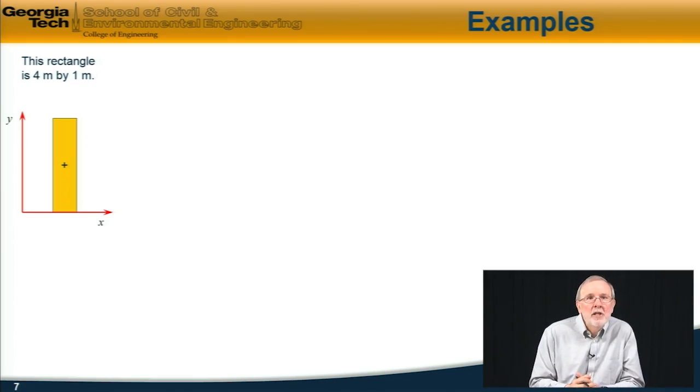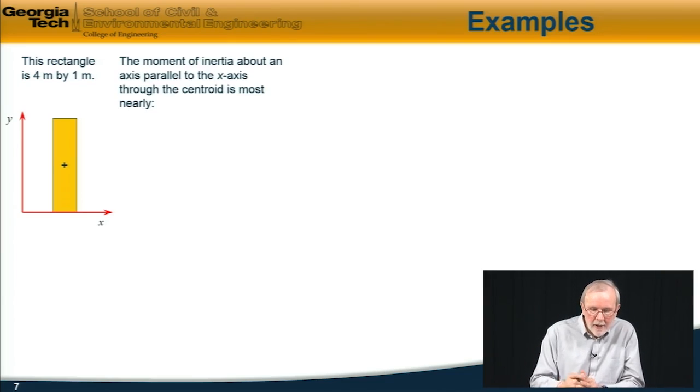Let me show that by an example. We have a rectangle which is 4 meters tall by 1 meter wide. And the first question: the moment of inertia about an axis parallel to the axis through the centroid is most nearly which of these alternatives?